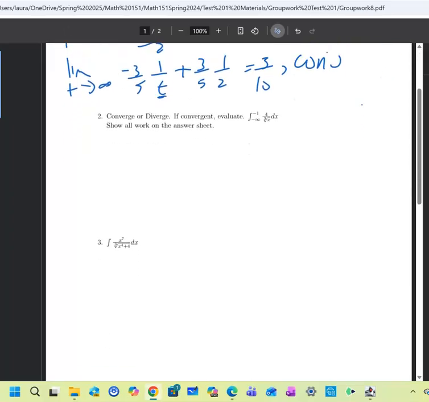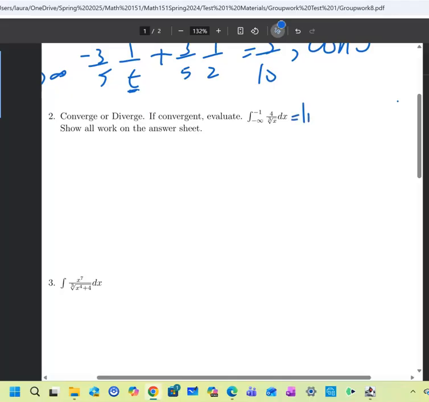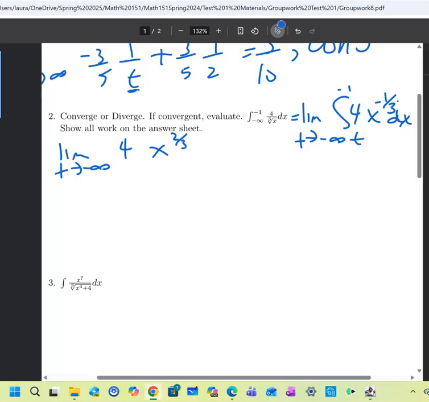So again, the very first step you must write is that the limit as t goes to -infinity, and put the t down here, and then take the time to rewrite this x back into x that's in the denominator. 4x to the -1/3 dx. Okay, so then we're going to take the antiderivative, keep the t's out here. So carry the 4, add 1 to the exponent. So that gives me x to the 2/3 times the 3/2.